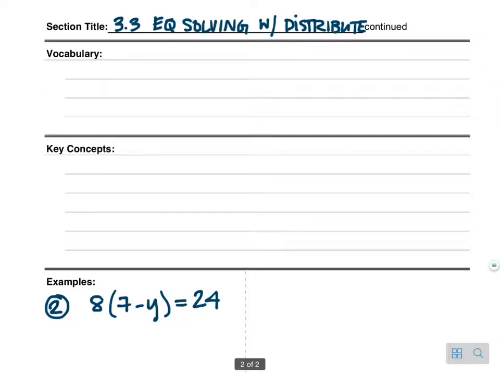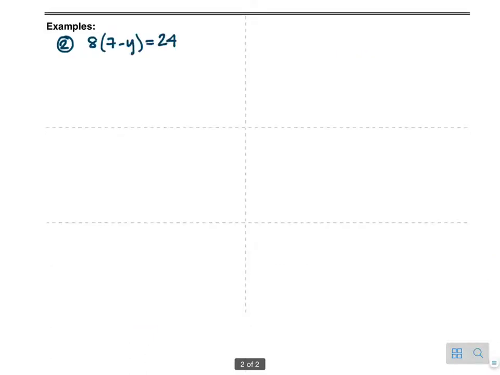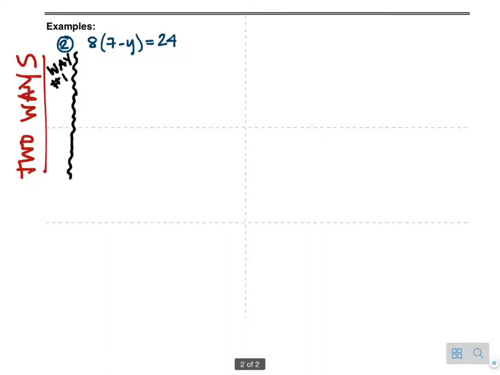Now in this situation, I'm actually going to move this, so bear with me one moment. Thank you, so I just moved the page. Still the same problem of 8 times the quantity of 7 minus y equal to 24. And in this case, I'm going to go ahead and actually solve this in 2 different ways to prove to you that this can be done both with the distributive property and without. We're actually going to start the 2 ways with the without the distributive property.